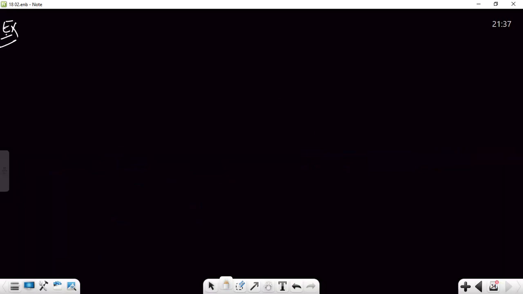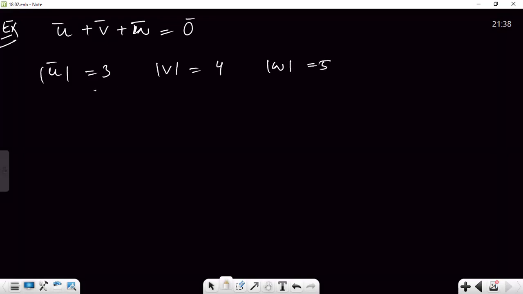So there are vectors u, v, w, such that u vector plus v vector plus w vector is given as 0 vector. The 0 vector is basically 0i plus 0j plus 0k. If the magnitude of u vector is 3, the magnitude of v vector is 4, and the magnitude of w vector is 5, then we have to find out u dot v plus v dot w plus w dot u. This is what we need to find out.